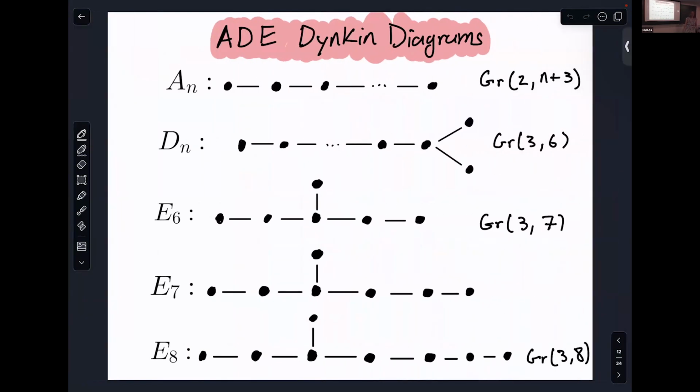So here's our list of ADE Dynkin diagrams. To get a finite cluster algebra, we have to have a quiver that is mutation equivalent to some orientation of these. It should be easy to convince yourself that it doesn't matter which orientation I take, they're all mutation equivalent to each other.